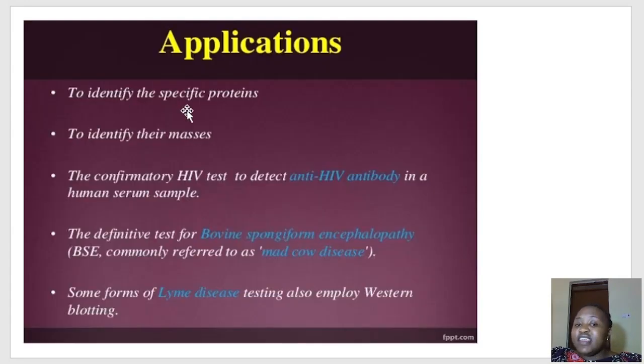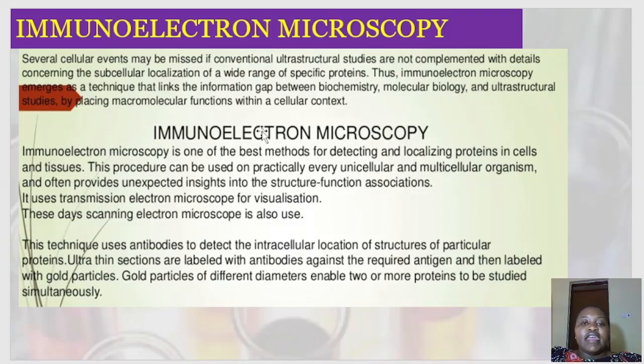So you can identify specific proteins, identify their mass or molecular weight, and this has been used a lot as a confirmatory test for HIV by using anti-HIV antibodies. We can also use it for testing BSE, commonly referred to as mad cow disease, and also some forms of Lyme disease. Now, another test we can do using immunology is immunoelectron microscopy.